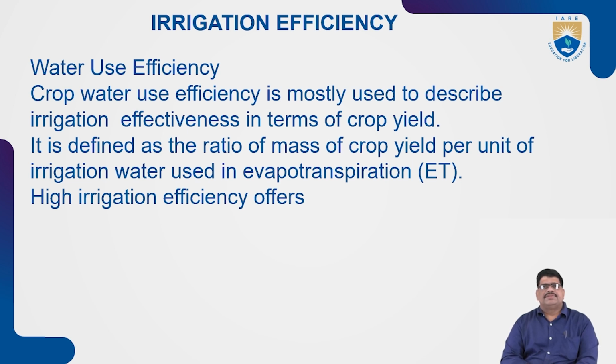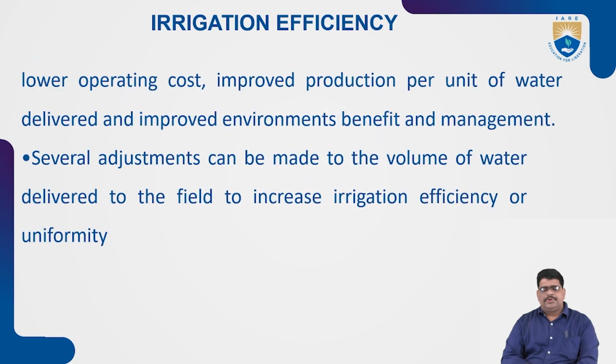High irrigation efficiencies can be offered. Next, the improvement of the production per unit of water can be delivered to improve the environmental benefits and the management. Next, several adjustments can be done during the volume of water delivered to the field to increase efficiency, so that the water may be spread uniformly.